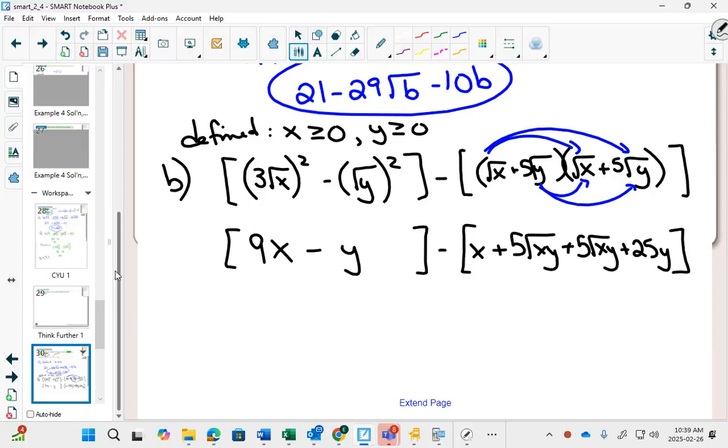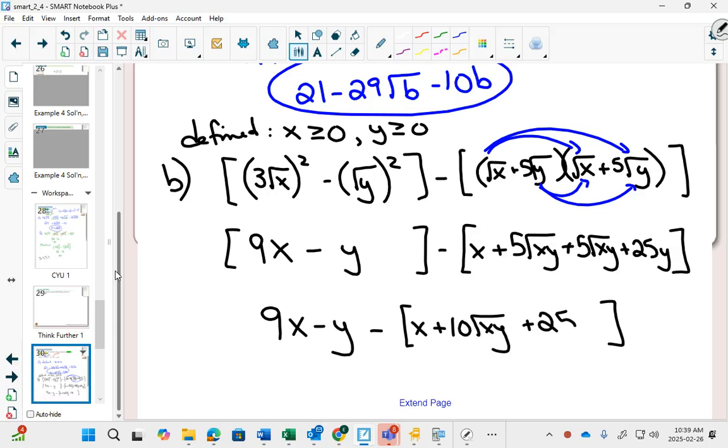The first set, 9x minus y. I don't need the brackets there anymore. There's nothing that I'm worried about there. I do see that I can simplify a little bit in these brackets, so I'm going to do that first: x plus 10 root xy plus 25y. Now this subtraction, those brackets are important there because you're subtracting all of it, meaning that negative goes to each one of those.